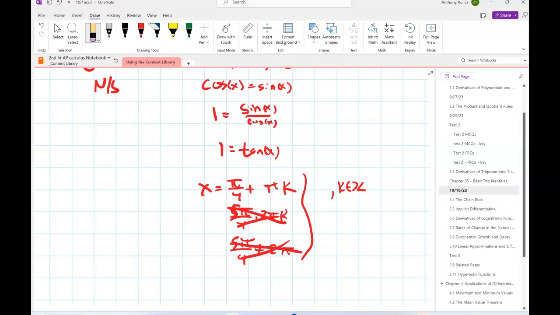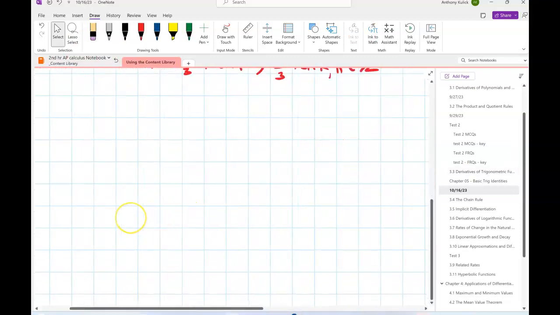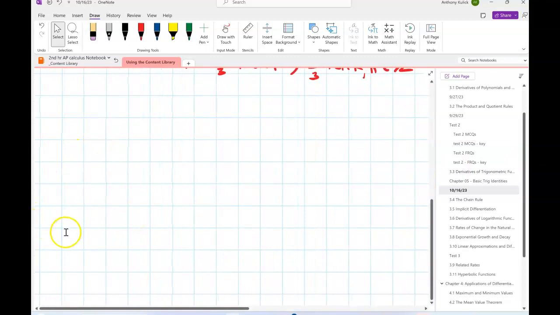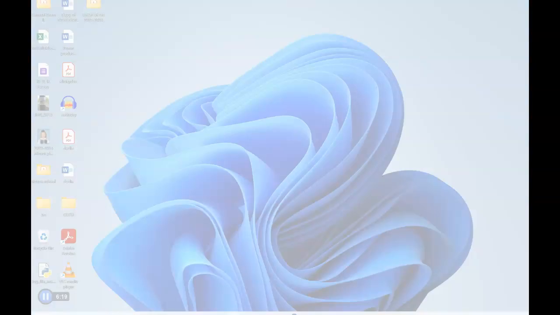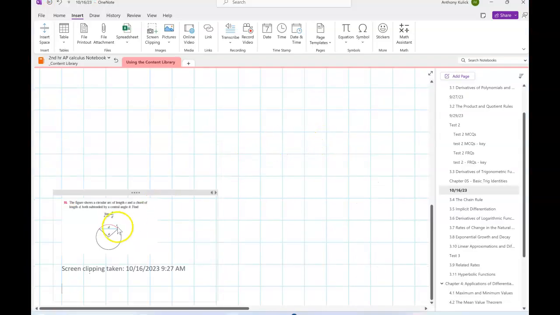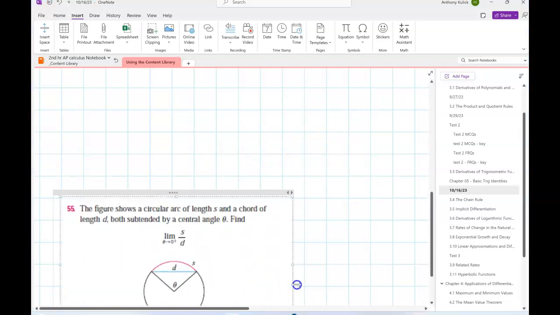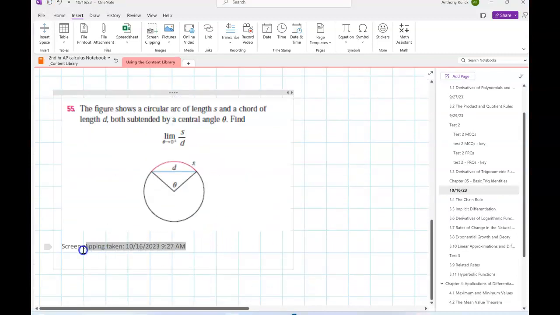Braden. Sure. 55. This one's just like a bugger, isn't it? Let's see. What does this one look like? Okay.